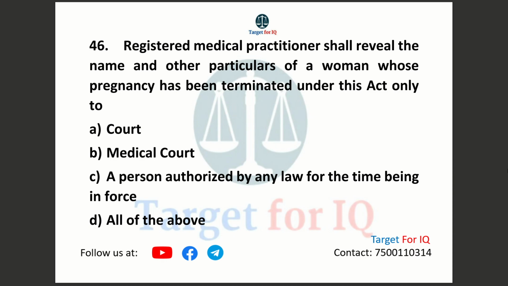Question 46. Registered medical practitioner shall reveal the name and other particulars of a woman whose pregnancy has been terminated under this act only to option A. Court. B. Medical court. C. A person authorized by any law for the time being in force. And option D is all of the above. So the correct answer to question number 46 is option C. A person authorized by any law for the time being in force.